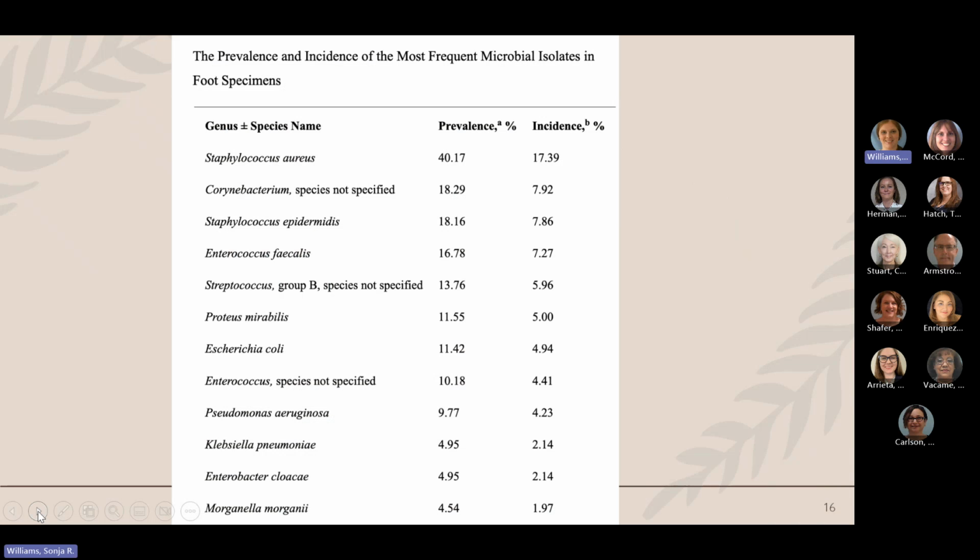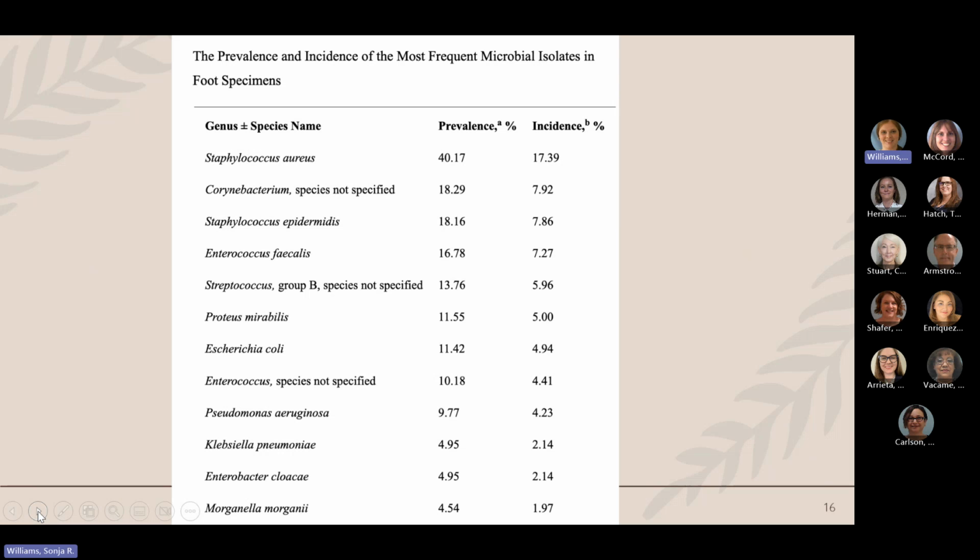So this is from an article that was published in 2022. It reviewed 10 years of data at a single center and included 3,733 specimens that were taken at the Baylor College of Medicine in Houston, Texas. While it was limited because it was a single center, it is a very large study, and so it gives us a little insight into what the common microbial isolates are in the diabetic foot.